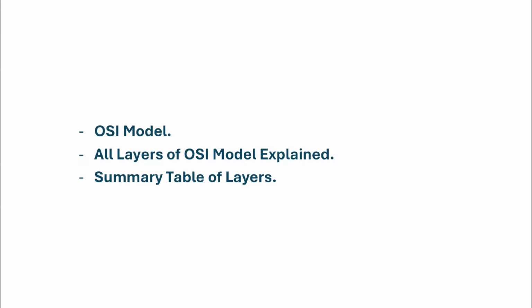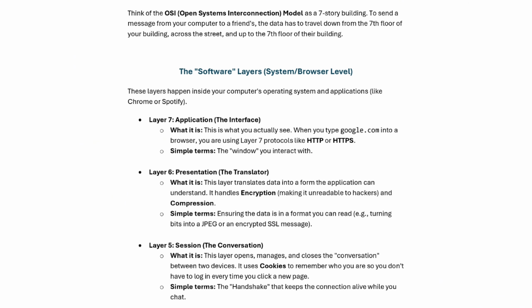So today's topic is OSI model, or layers of the OSI model explained, with a summary table of layers in an OSI model. First, understand what OSI is. OSI stands for Open Systems Interconnection Model, and you can understand this by thinking of it as a 7-story building.